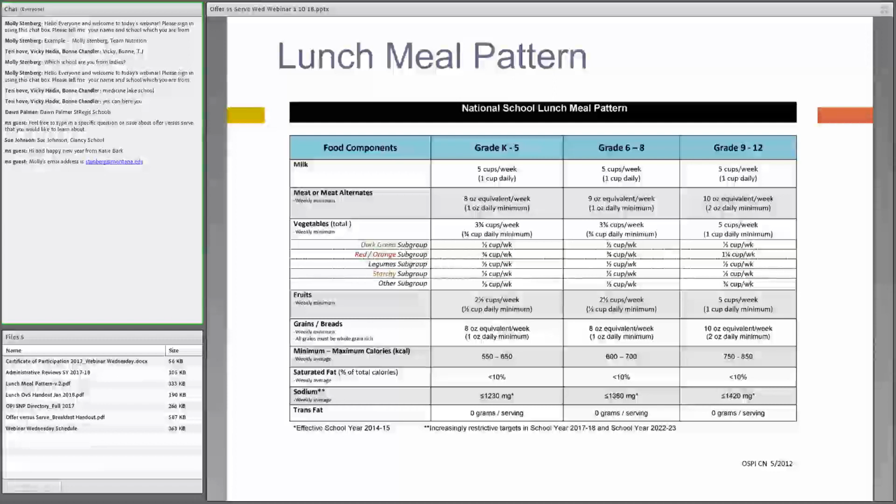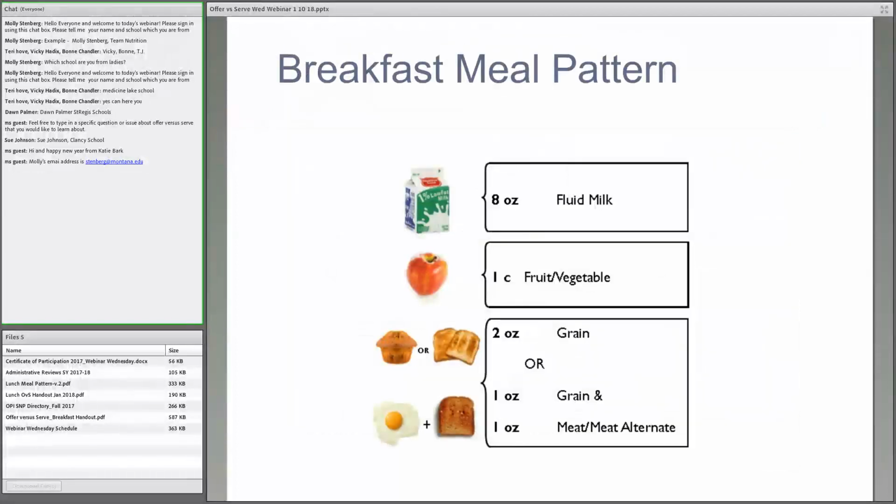This is a lunch program meal pattern, and it's been around since 2012, so it's nothing new. We know that this is a lunch pattern that we're planning our menus to meet. Both of these, the lunch meal pattern and the breakfast meal pattern, are listed in the handout, so they're listed in that file box.